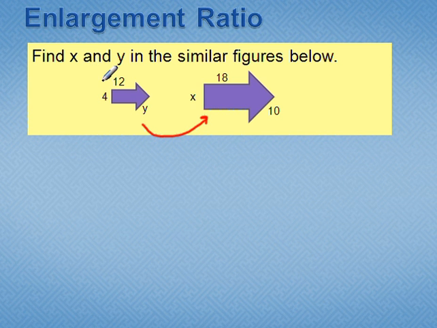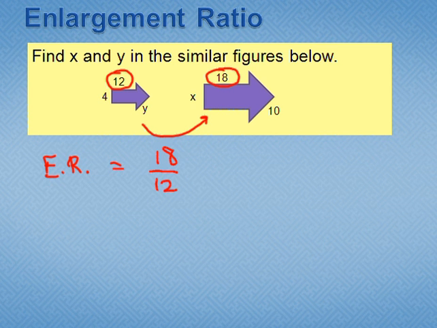To find the ratio, take two sides that are corresponding. Like here, we have 12 as the top edge of the arrow, and 18 as the top edge of the larger arrow. So we can divide 18 by 12 to find out how many times bigger the large arrow is. So our enlargement ratio, put ER for enlargement ratio, equals a ratio of 18 over 12.